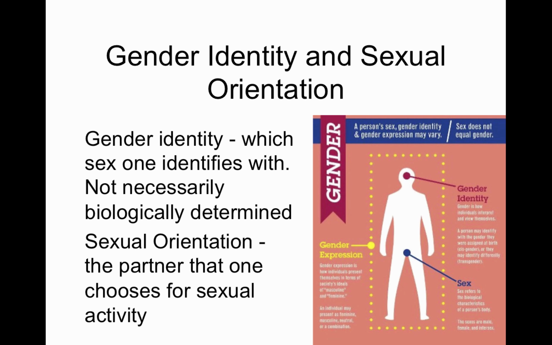In contrast to gender identity is sexual orientation. Sexual orientation is referring to the type of person we are romantically attracted to, the sex or possibly the gender of the person that we're romantically attracted to. So that's the person that we're choosing for sexual activity. So gender identity and sexual orientation are two things that are very different and distinctive from each other.